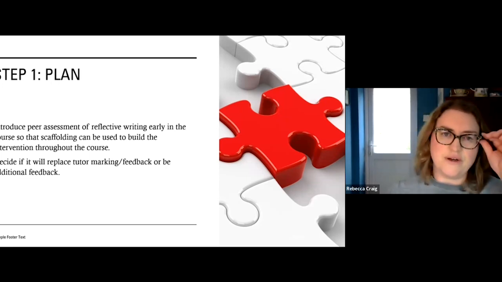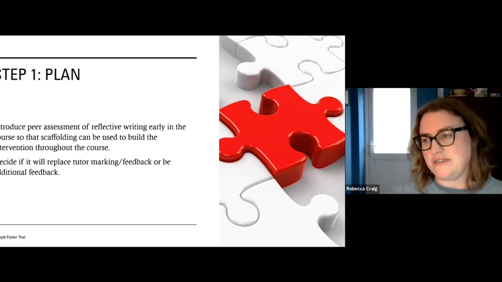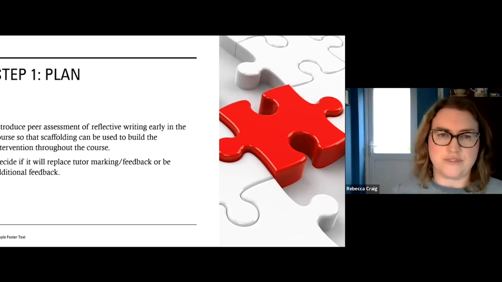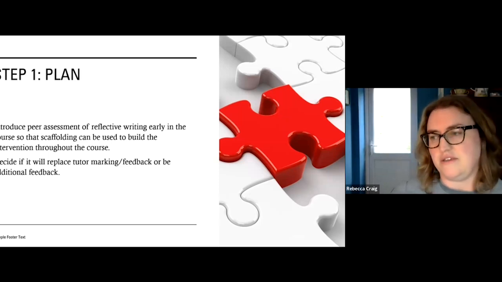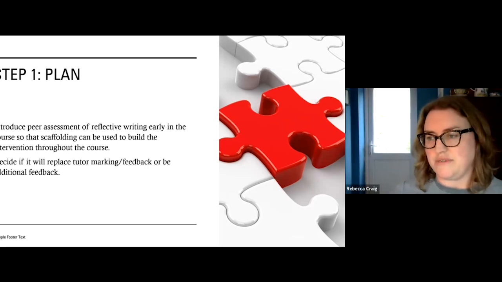And also decide if you are solely going to use peer assessment, in which case it might be a formative assessment, or if you will also have an element of tutor feedback as well, where it could then be a summative task alongside peer feedback. So there are some choices, of course, in how you use this as an assessment task.